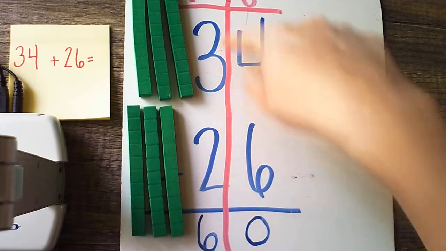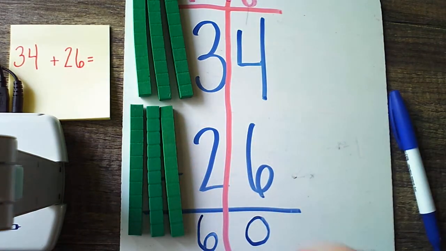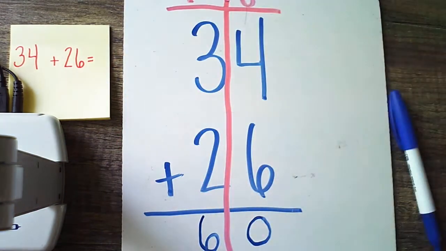I can prove that by counting up all of my 10s. 10, 20, 30, 40, 50, 60. Awesome. Let's do another one. We're going to clear our board.